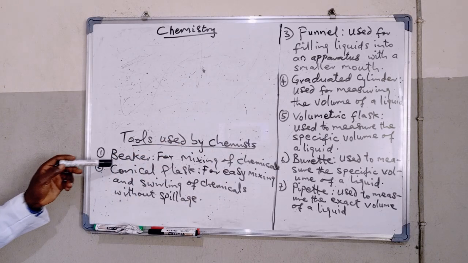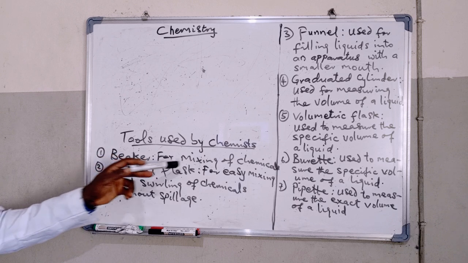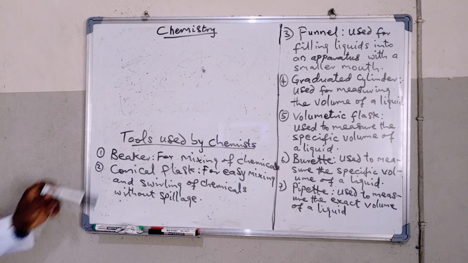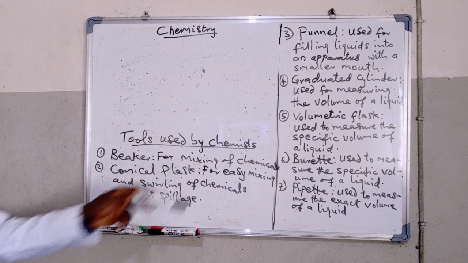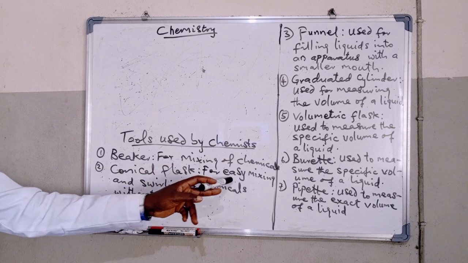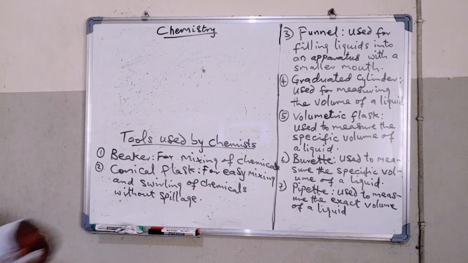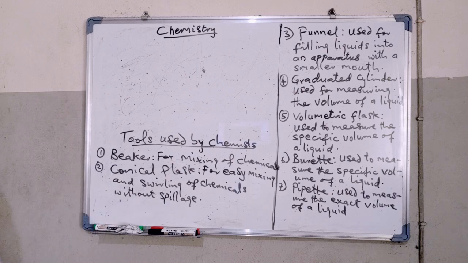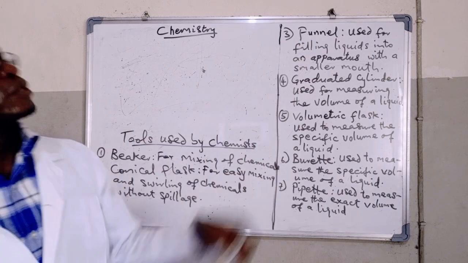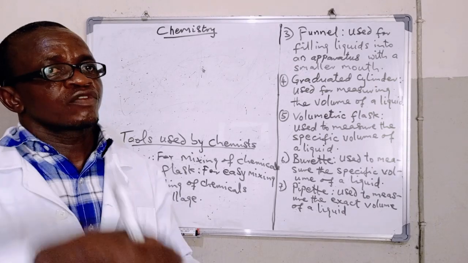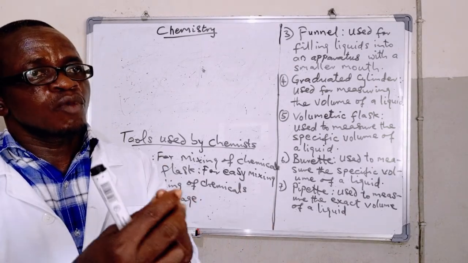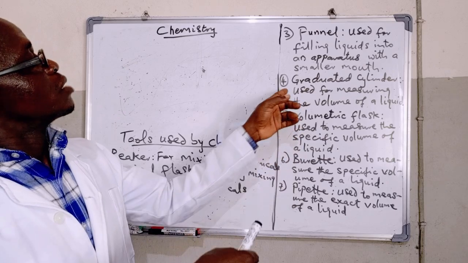Tools used by chemists. The first one, beaker. Beaker is used for mixing of chemicals. Number two, conical flask. It is used for easy mixing and swirling of chemicals without spillage. Funnel. We all know what we use funnel for. When you have liquid and you want to fill it into a container with a small mouth, you use funnel.